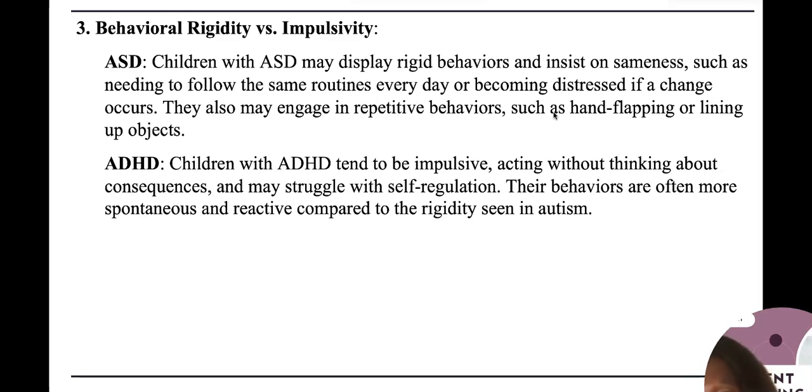Behavioral rigidity versus impulsivity. People with autism may display rigid behaviors and insist on sameness. That is a classic trait of an autistic person, such as needing to follow the same routines every day or becoming distressed if change occurs. They also may engage in repetitive behaviors such as hand flapping or lining objects up.